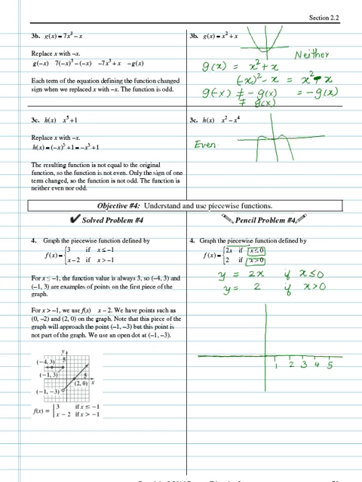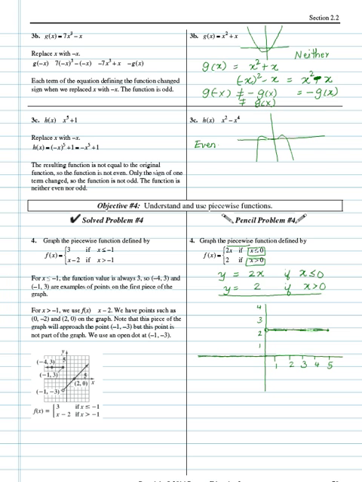When x is 1, what is y? 2. When x is 2, y is 2. When x is 3, y is 2. When x is 4, y is 2. When x is 5, y is 2. That's what this says, correct? When x is greater than 0, y is 2. What happens when x is 0? I can't take it. So this value, this 2, should be an open circle, sorry. And then it's going to be a straight line.